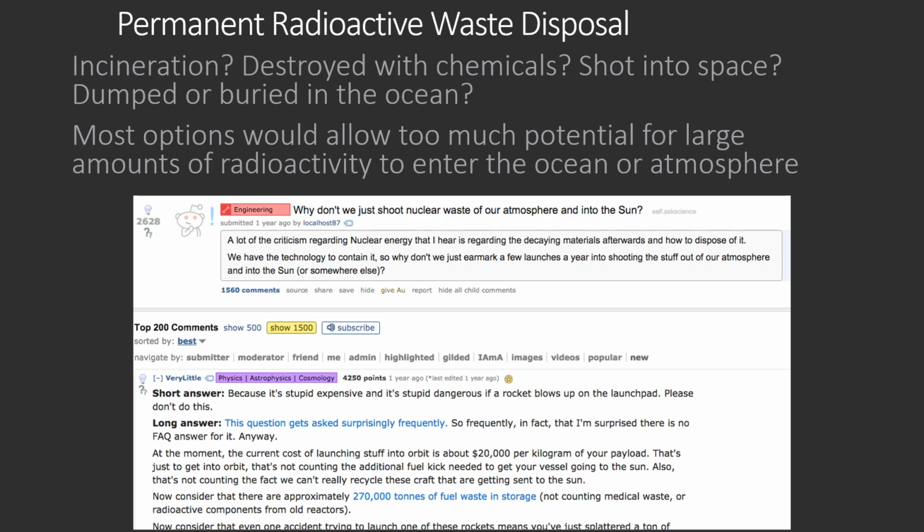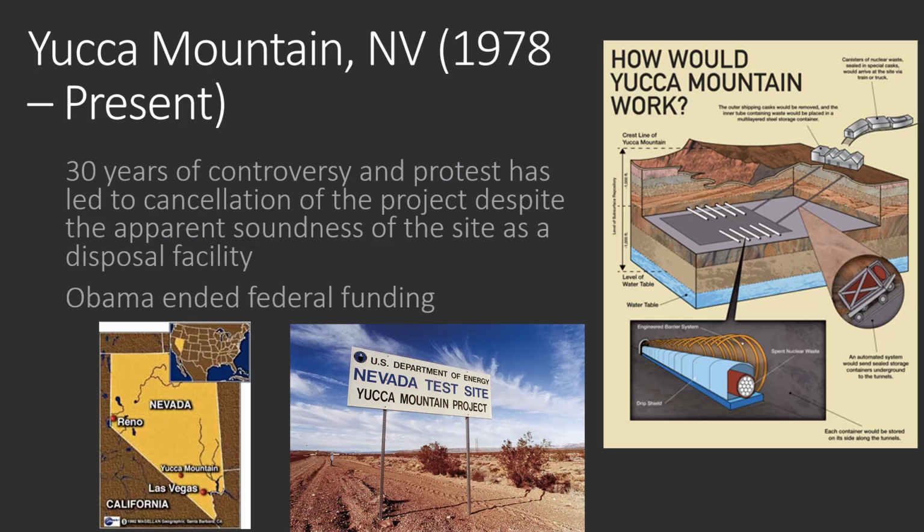This was something I stole from someone else, but they found it on Reddit. Why don't we just shoot nuclear waste into the atmosphere and into the sun? The short answer is because it's stupid expensive, and it's stupid dangerous if a rocket blew up on a launch pad. You can imagine how many rockets fail in launch. If that were to happen, that fuel rod would contaminate the entire atmosphere. It would be very bad, and it would cost a lot of money because it takes about $20,000 per kilogram just to shoot it into space.